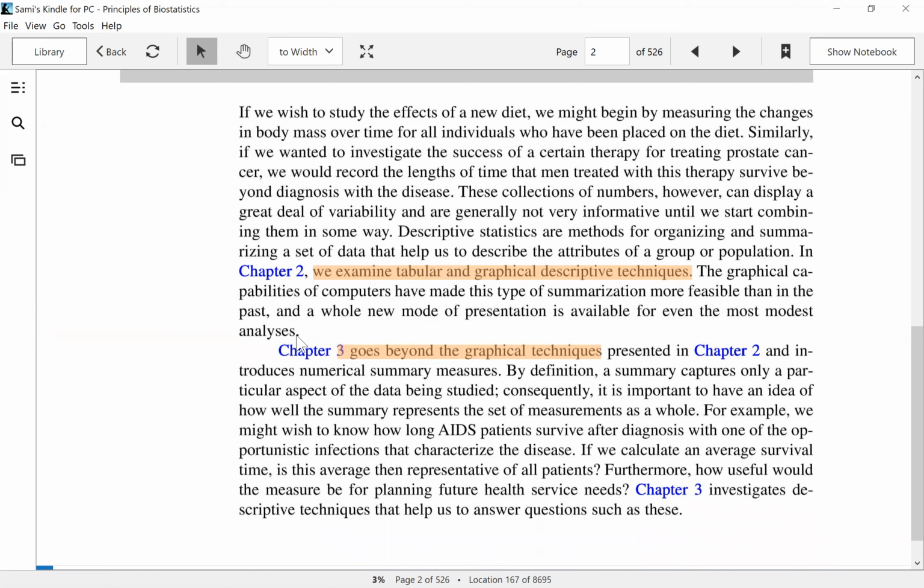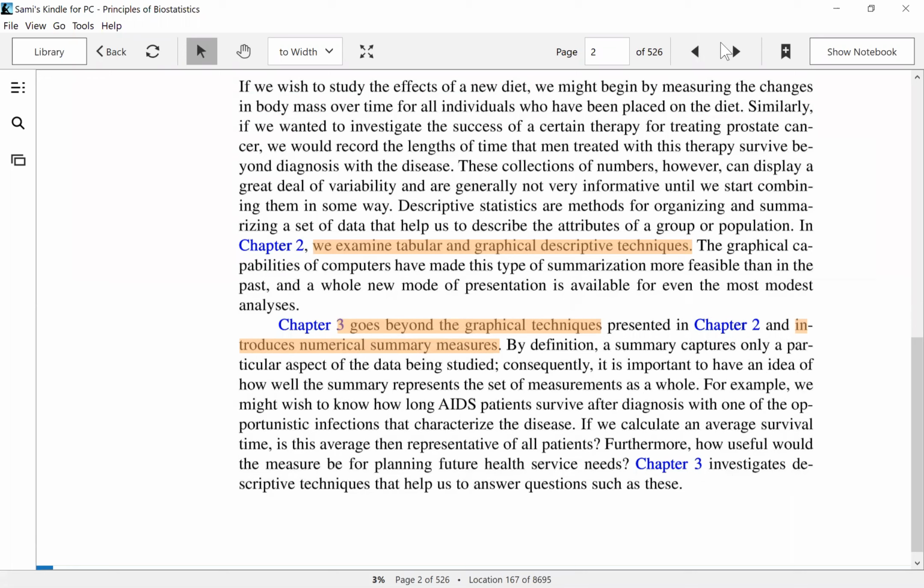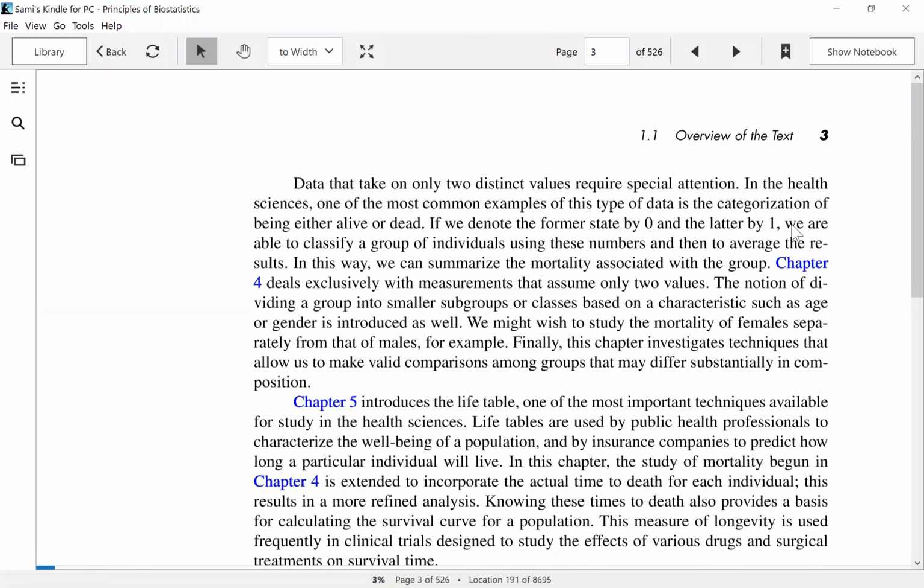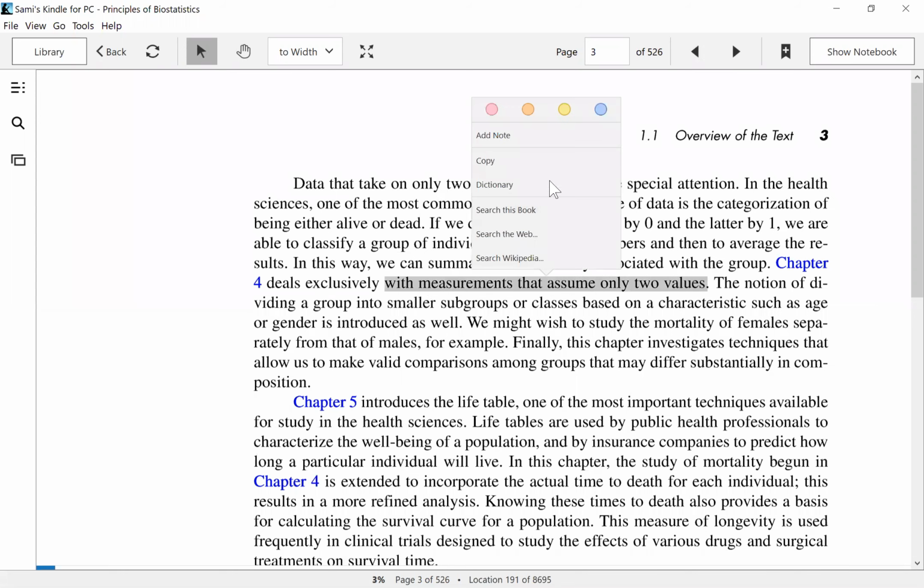Alrighty, so in chapter 2, they examine the descriptive techniques. Chapter 3 is the numeric summary measures. Chapter 3 investigates descriptive statistics or techniques that help us to answer, and then Chapter 4, measurements that assume only two values.